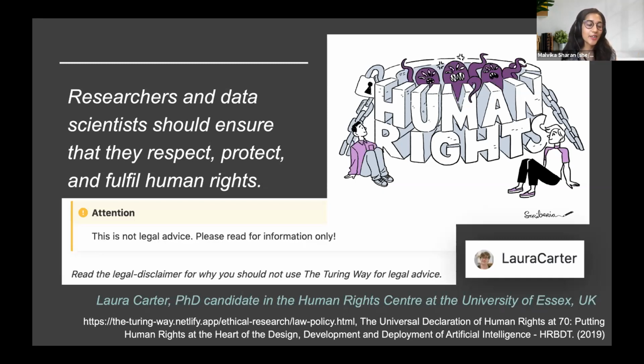And it comes with a disclaimer that the Turing Way guide is not legal advice, that there are numerous accountability and enforcement mechanisms that exist within human rights framework. But because they are legal frameworks, they're not easy to access, very hard to understand, or even hard to apply in our daily work. And this is where ethical guidance and codes can allow us to interpret and implement human rights in our work.